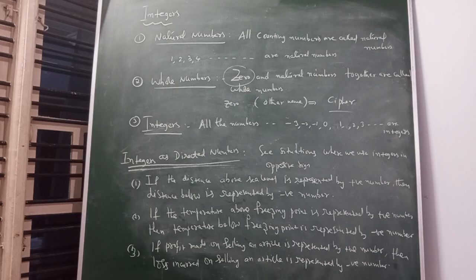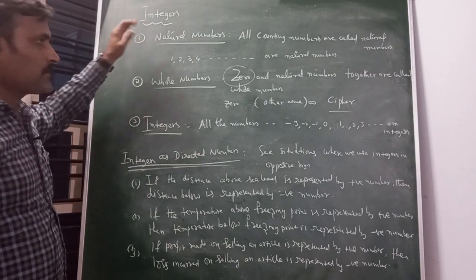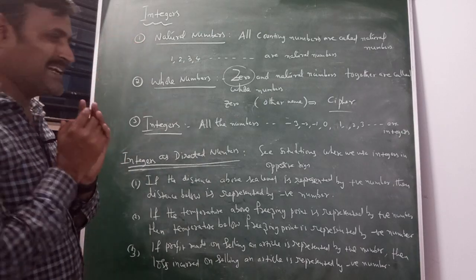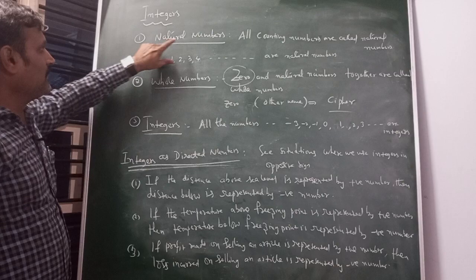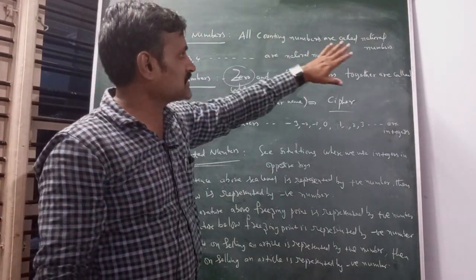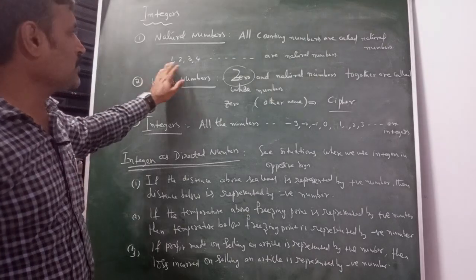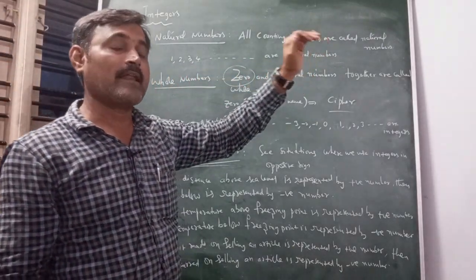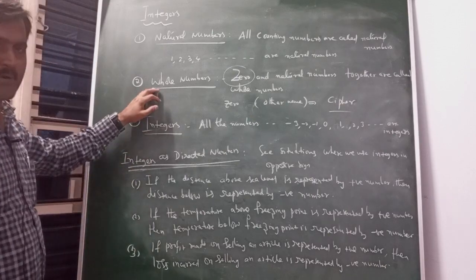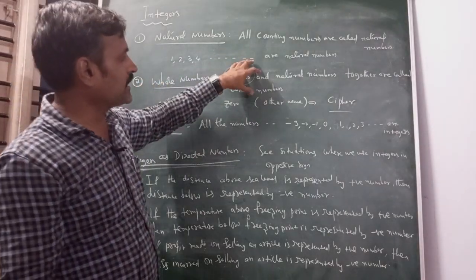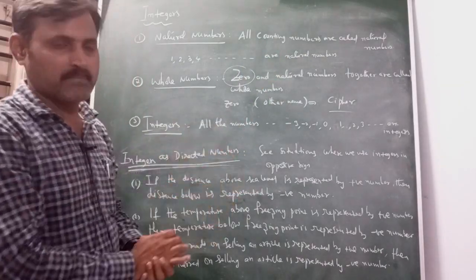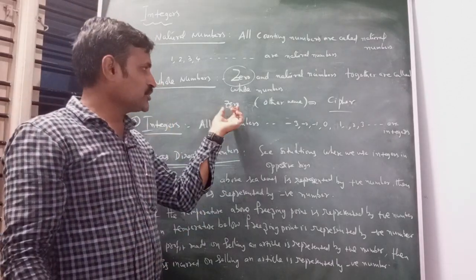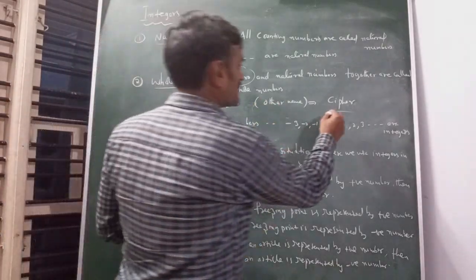Let us see the next thing, that is integers. What are integers? Before knowing integers, we should know natural numbers and whole numbers. Let us see what natural numbers are. All counting numbers are called natural numbers. We generally say 1, 2, 3, 4 and so on. These are natural numbers. What about whole numbers? Whole numbers are 0 and natural numbers together. Here is one interesting thing: 0 has another name we know, that is cipher.